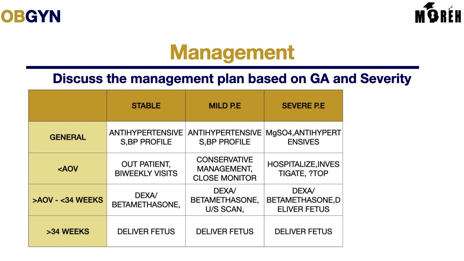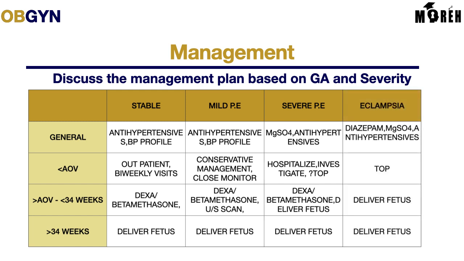If it's above the age of viability and the weight is okay, based on what the hospital can handle, give dexamethasone and deliver the fetus. If you've stabilized the BP, we want to deliver in the quickest way possible. We may choose to do a cesarean section if there's fetal compromise, or we do induction of labor. If it's above 34 weeks, deliver the fetus.